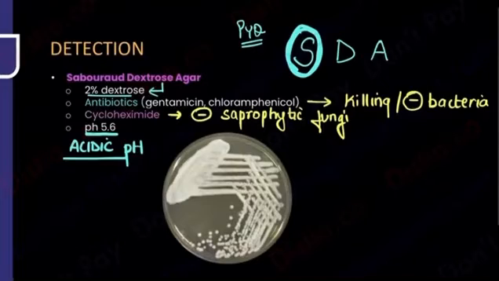So these are questions that you get. Which antibiotics are you using? Gentamicin and chloramphenicol. Which agent for killing the saprophytic fungi are you using? Cycloheximide. What is the pH? Something acidic, 5.6. And obviously the name has dextrose in it. So Sabouraud's dextrose will obviously have dextrose in it.